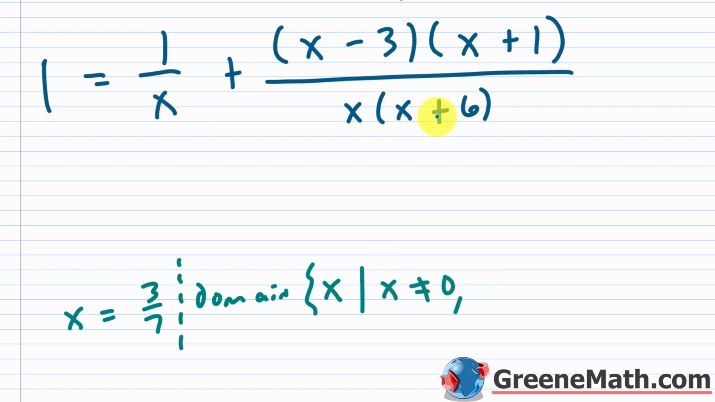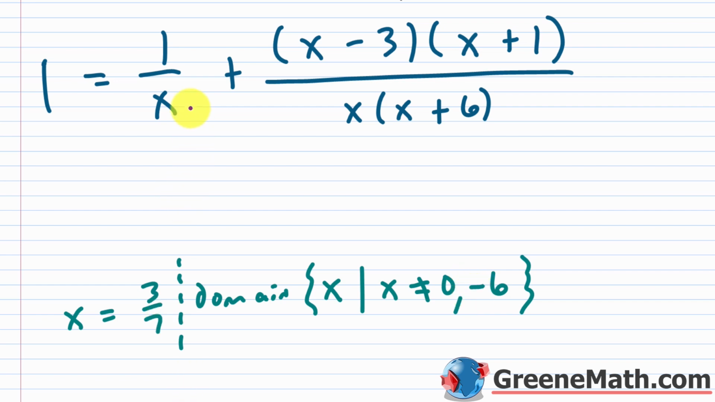And then additionally, you would set x plus 6 equal to 0. You'd solve that, and x can't be negative 6. So x can't be 0 or negative 6. So again, the set of all x such that x is not 0 or negative 6, that's your domain. And so 3/7 does not violate that, right? We're in the domain, so we're good to go there.